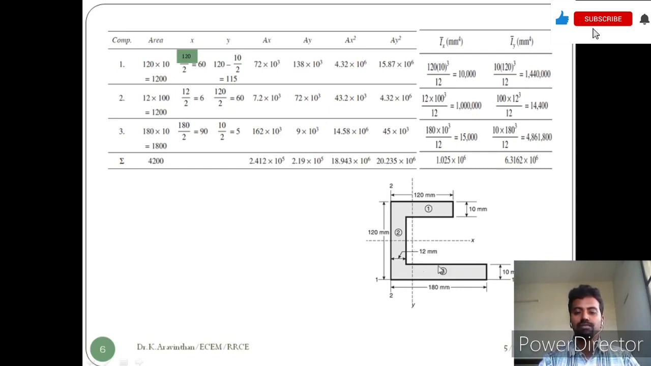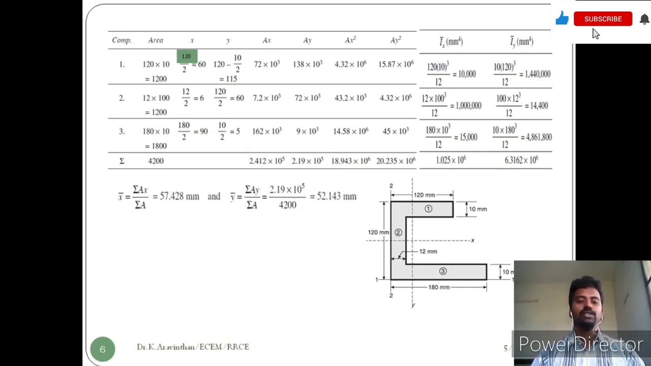The final moment of inertia along the X axis is breadth 180, depth 10. So 180 into 10 cube divided by 12. For identifying I bar Y, you have to use d B cube divided by 12. So the depth here is 10 mm, d B cube is 120 cube divided by 12. So for all the components, you have to use this formula as d B cube by 12. So you will be getting I bar Y.